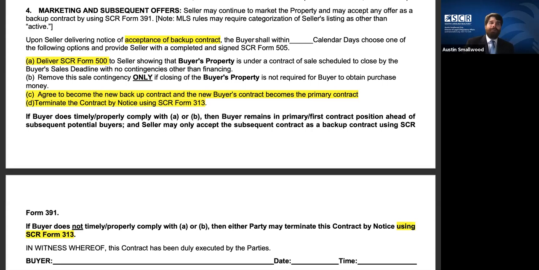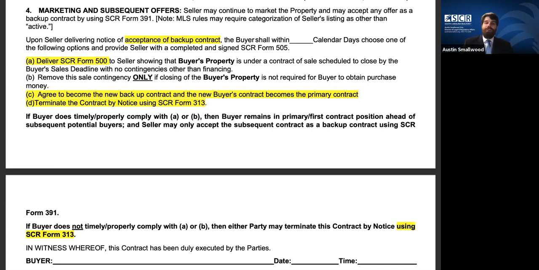Or there's C and D. C would be the Ohio buyer goes, hey, why don't I just swap places? I'm still trying to work out my deal on my house in Ohio. Why doesn't this new contract become primary and I'll go to backup position? Or D, we tried to make this work, but we couldn't. So we're going to terminate by delivering notice using form 313.